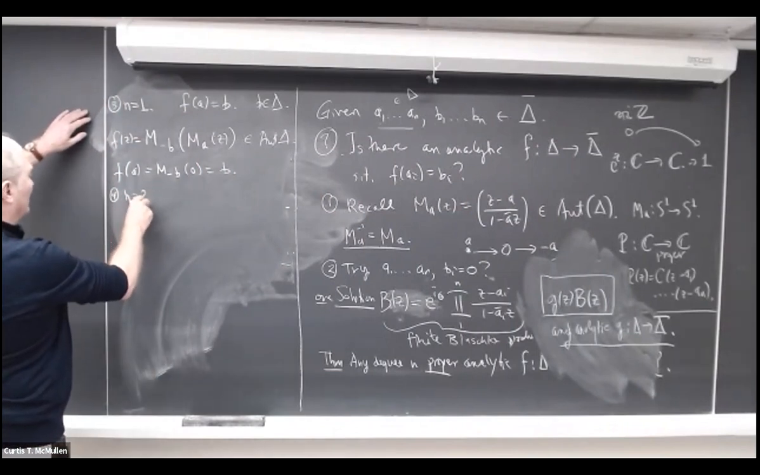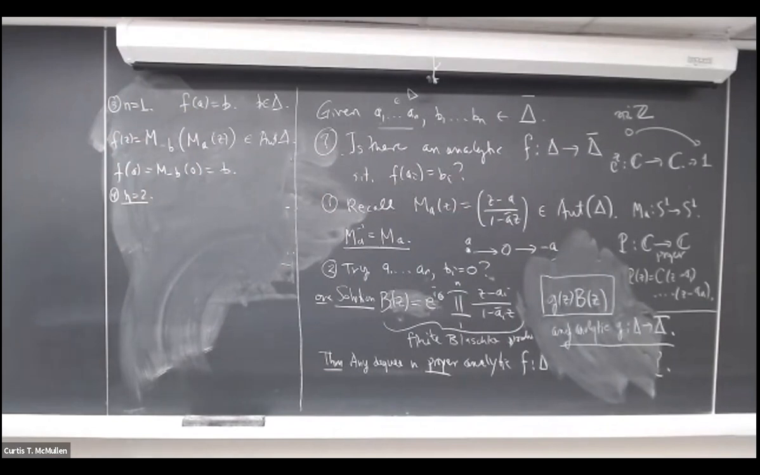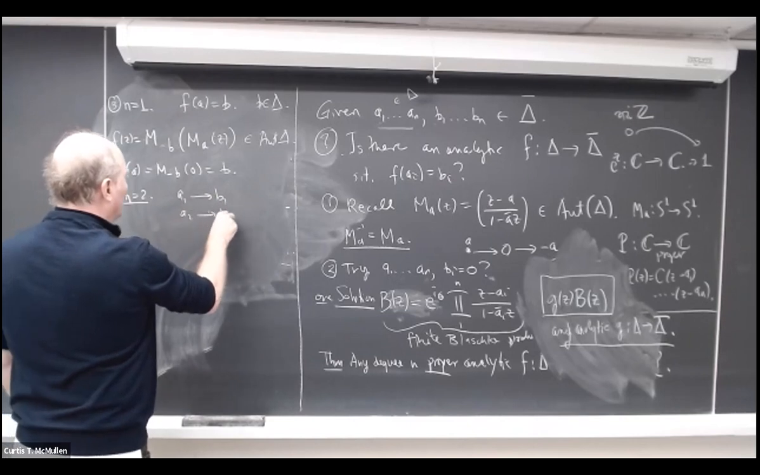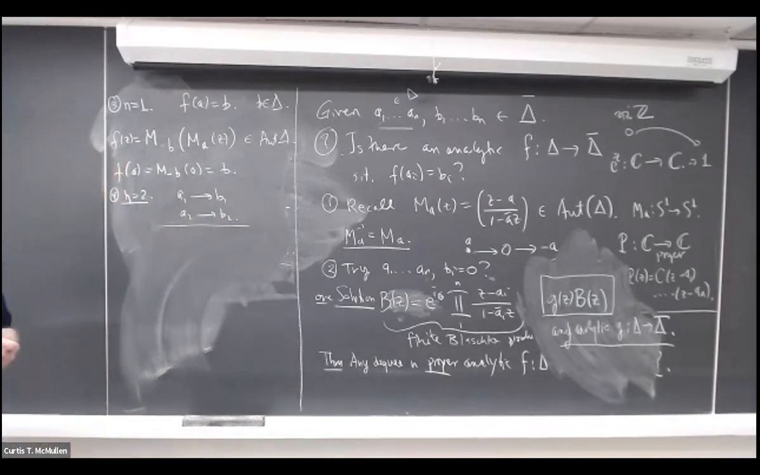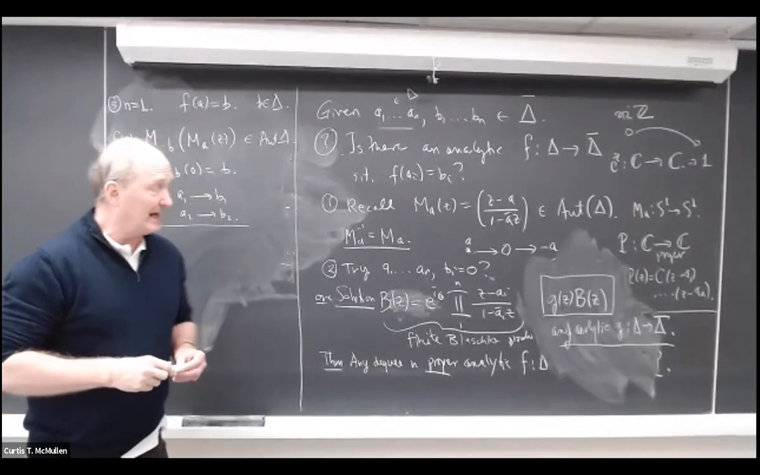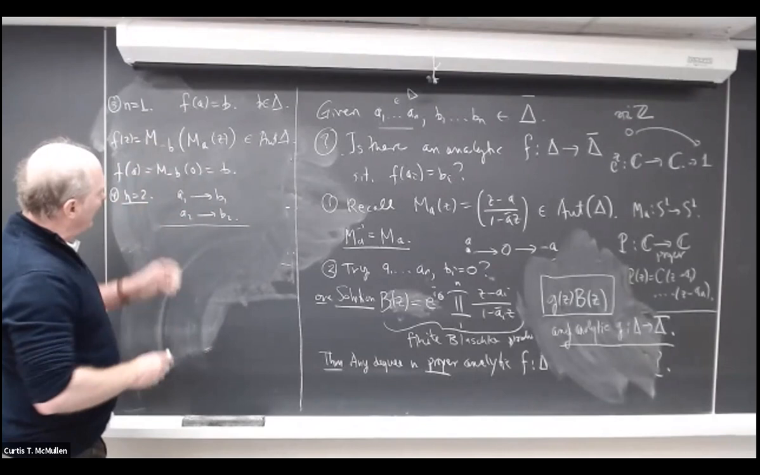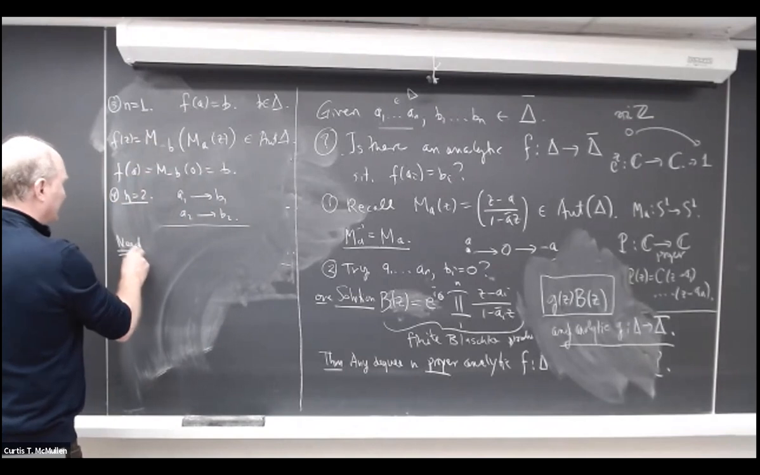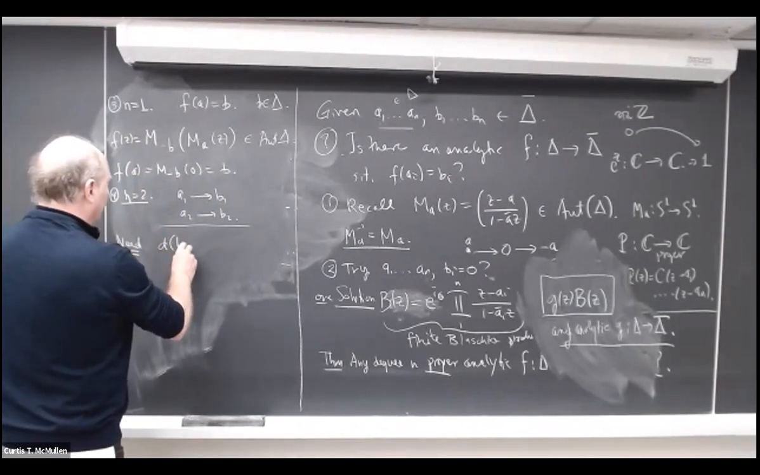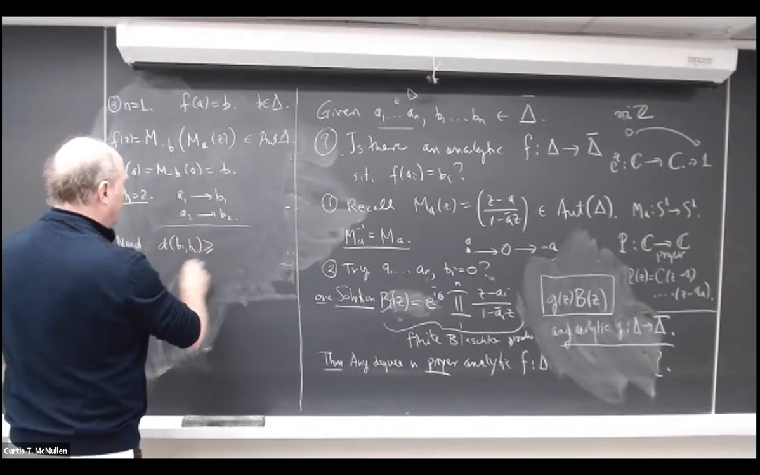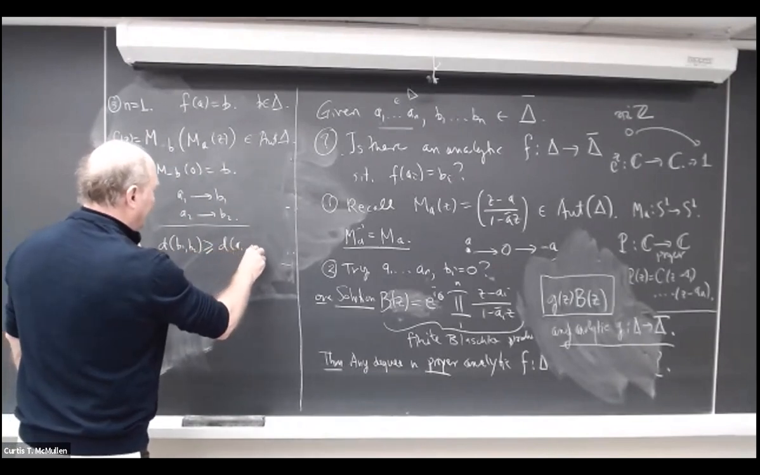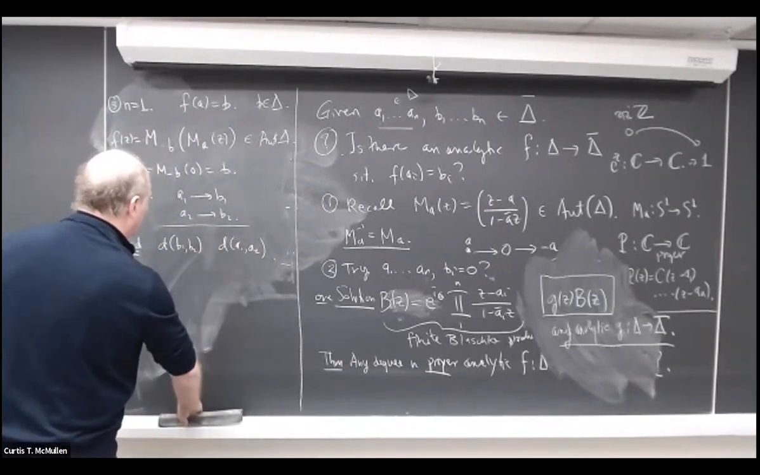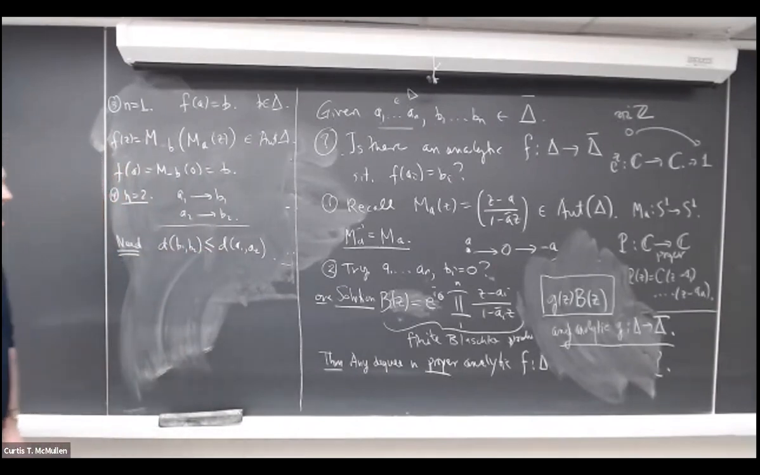What about the case n is 2? Can you always solve the interpolation problem? So we want a1 to go to b1, a2 to go to b2. There is an obstruction to solving the interpolation problem here. We know that f contracts the hyperbolic metric. So in fact, we need that the distance from b1 to b2 is less than or equal to the distance from a1 to a2. The map has to be a contraction. And so in particular, it has to be a contraction on this pair of points.